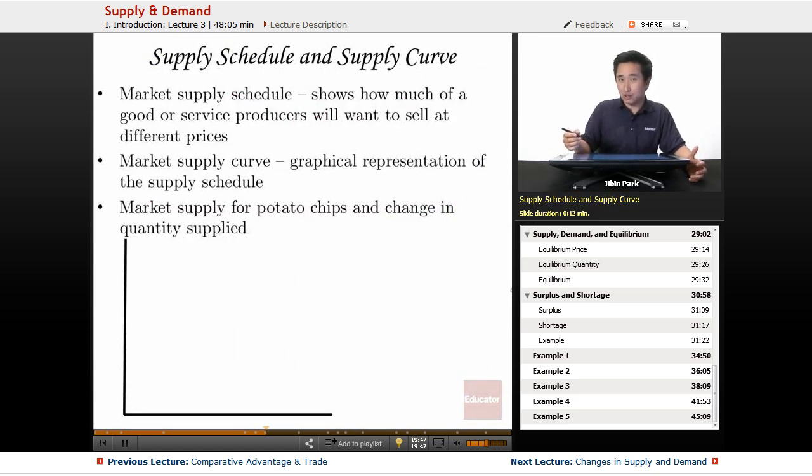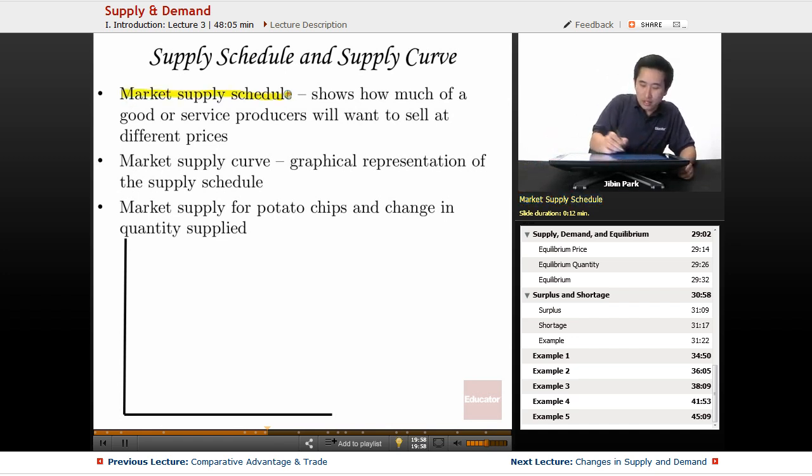Okay, supply schedule and supply curve. So we've tackled the demand component of it. Let's go ahead and look at the supply side of this all. A market supply schedule shows how much of a good or service all producers, as opposed to an individual supply schedule, which would be only one producer, will want to sell at different prices. So the market supply curve is going to be a graphical representation of the supply schedule.